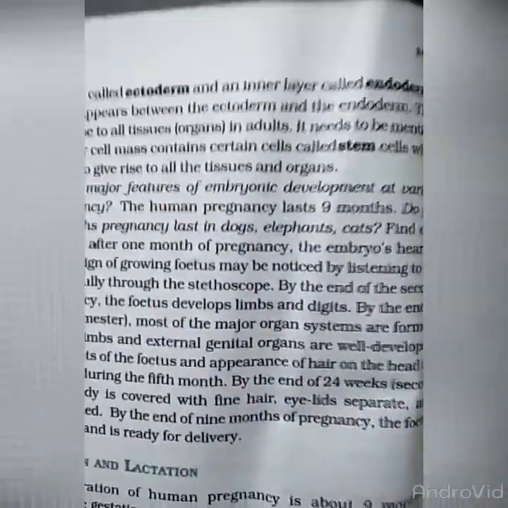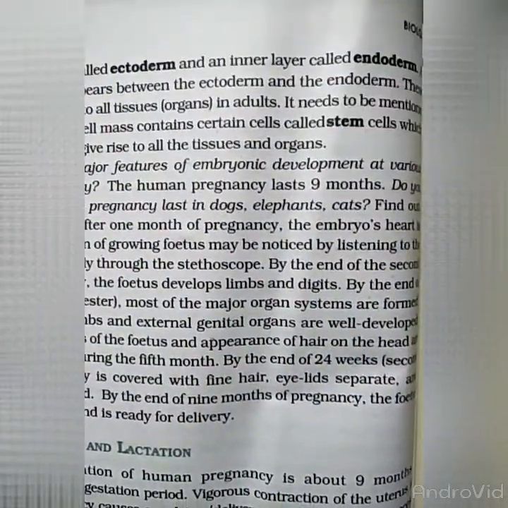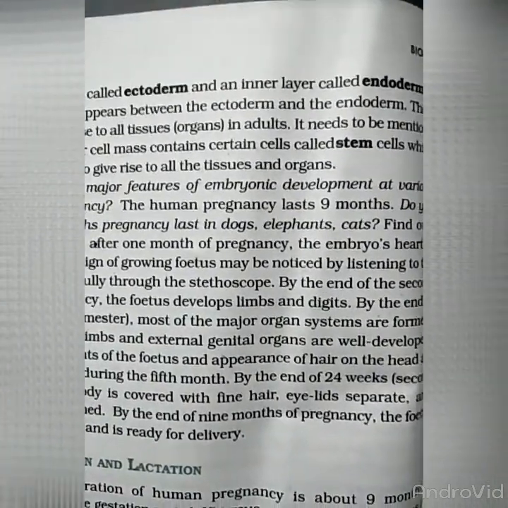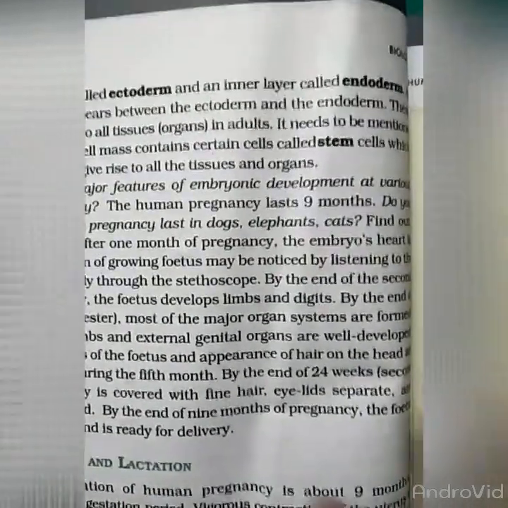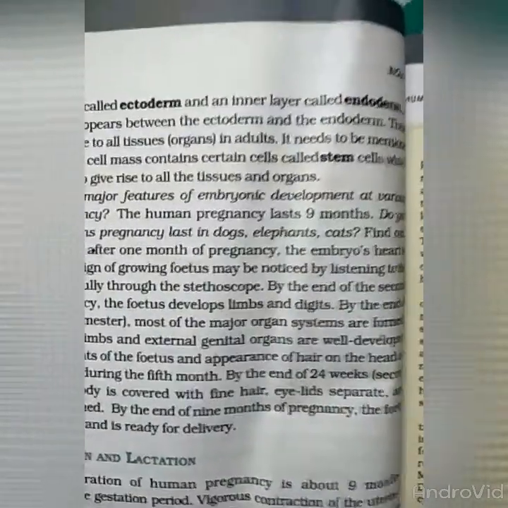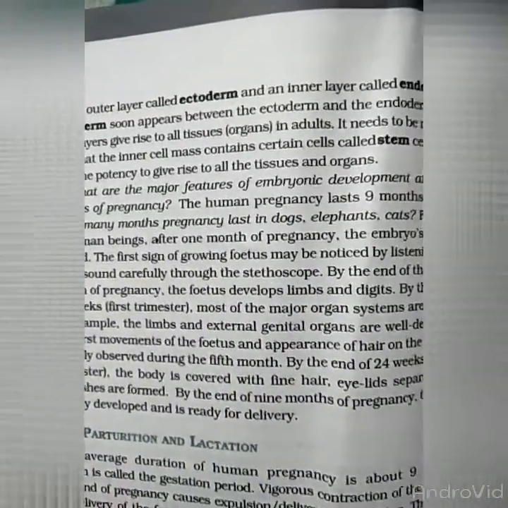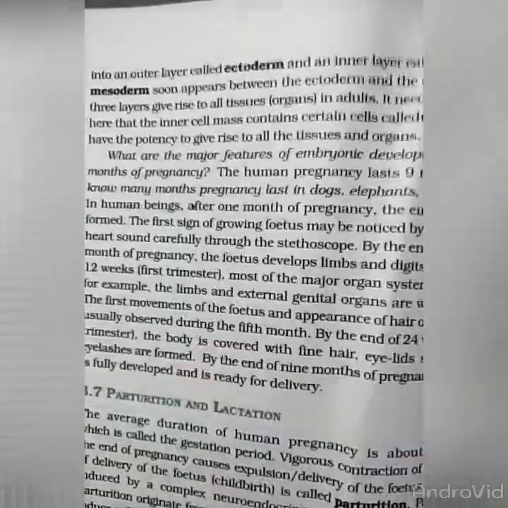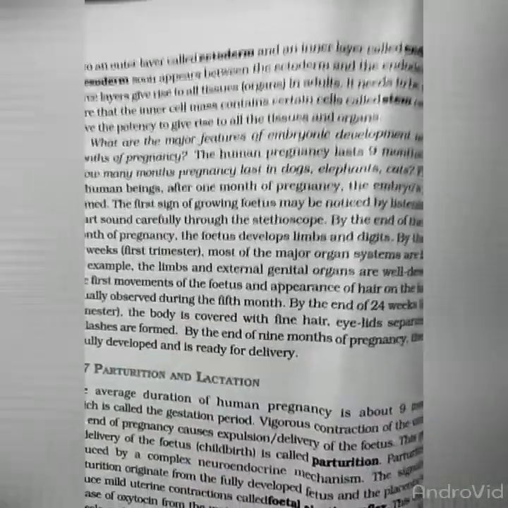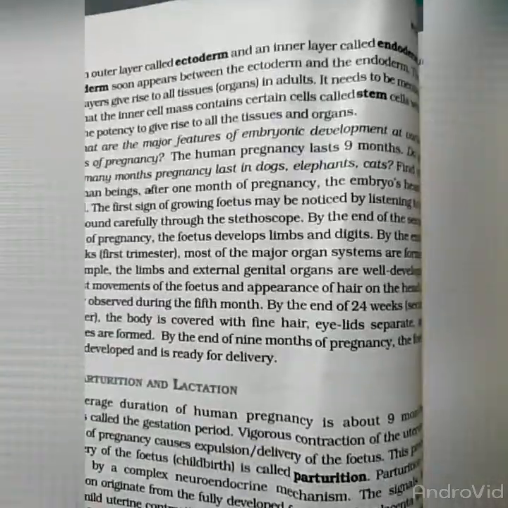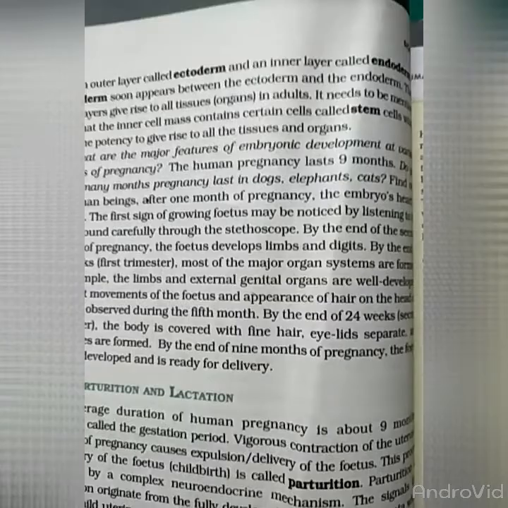So the endoderm, ectoderm and mesoderm form the different organs in the adult. The inner cell mass of the blastocyst we studied contains some stem cells which have the potency to give rise to all the tissues and organs. Tissues and organs are formed from stem cells. Okay, so this is important. Then embryonic development is very important.